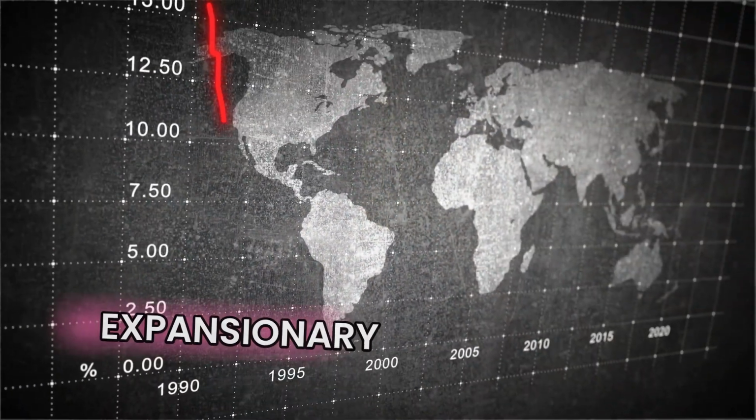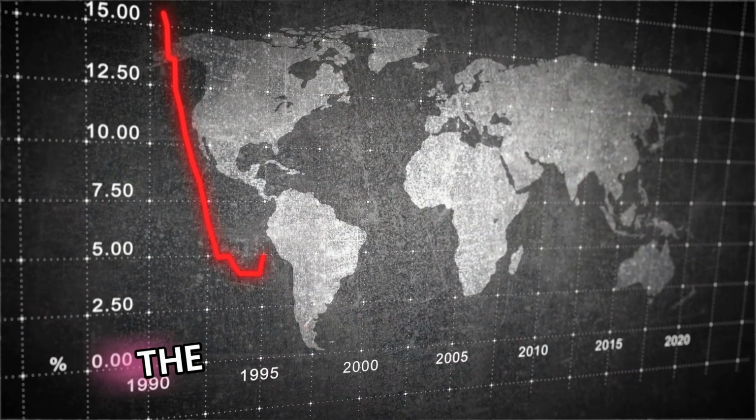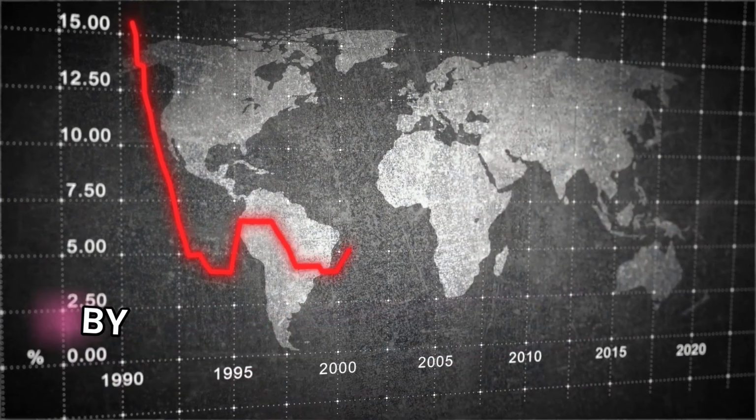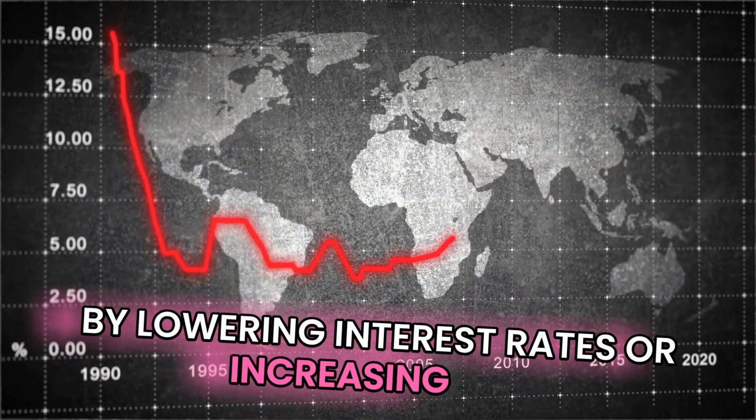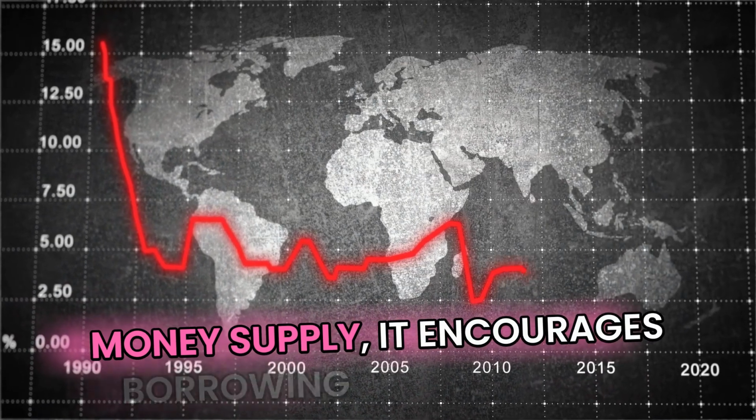Monetary policy comes in two flavors: expansionary and contractionary. Expansionary policy is used when the economy is slowing down. By lowering interest rates or increasing the money supply, it encourages borrowing and spending. On the flip side, contractionary policy raises interest rates to cool down an overheating economy and curb inflation. It's all about striking the right balance.